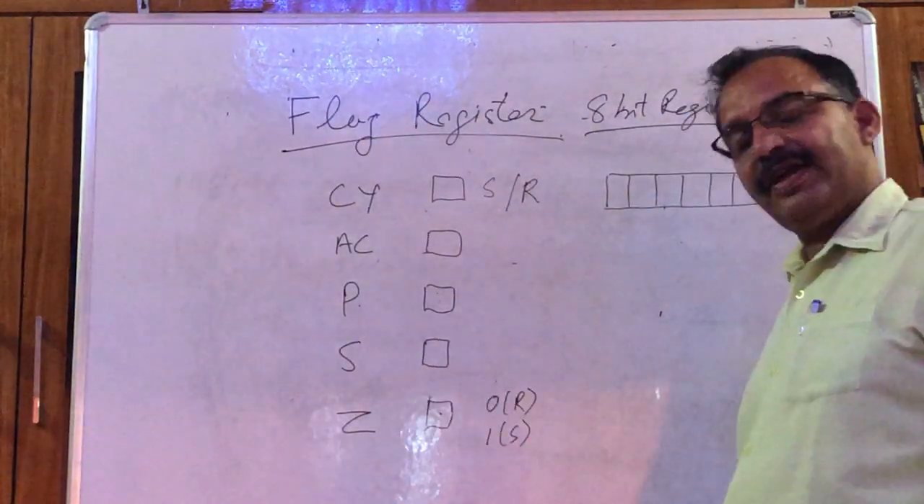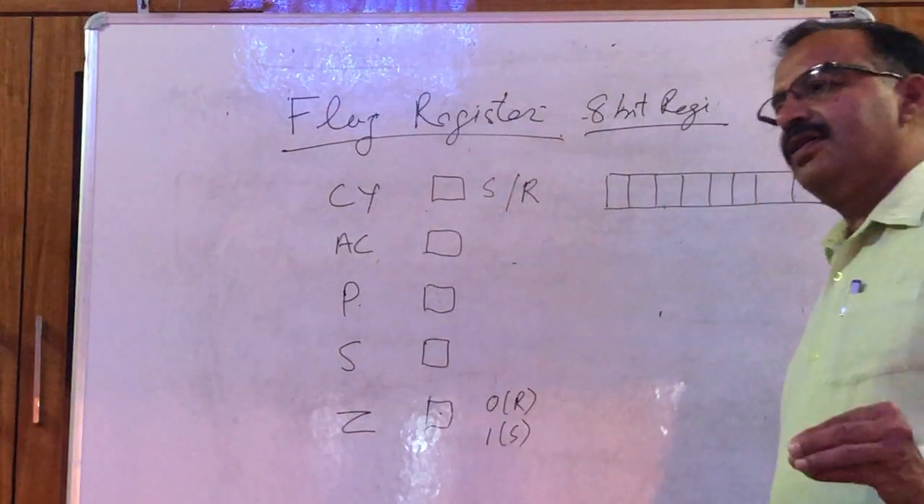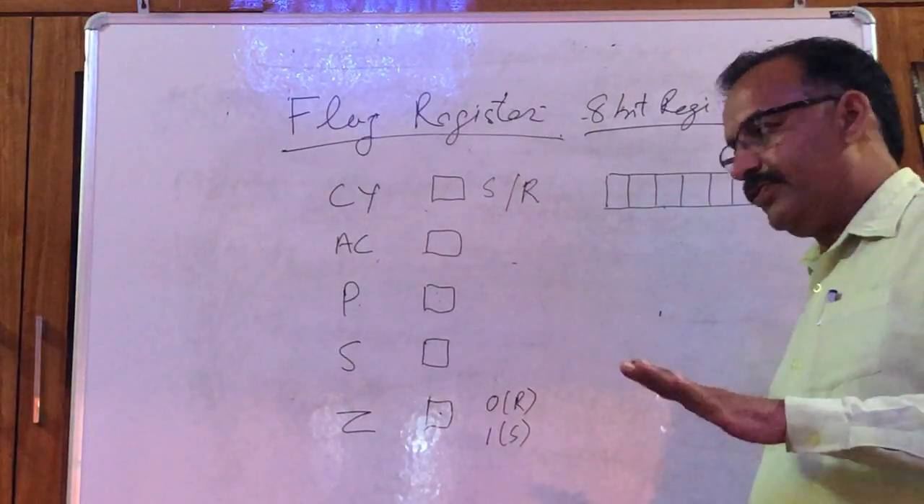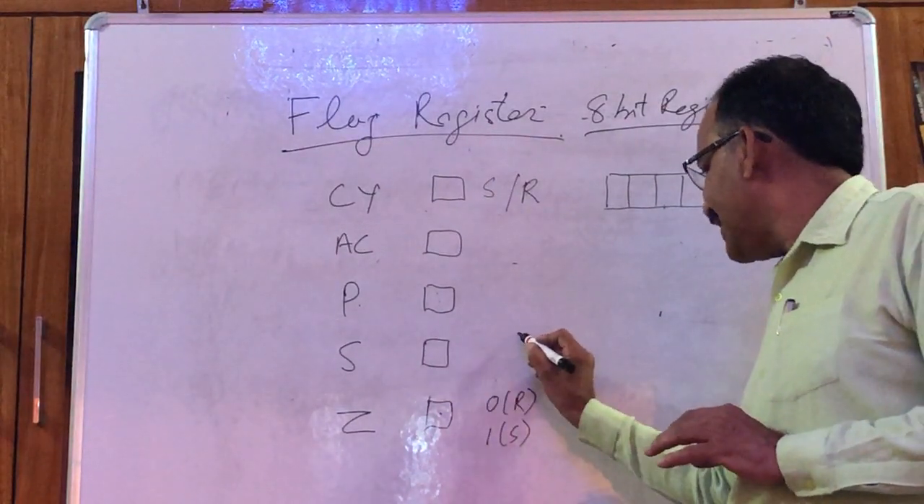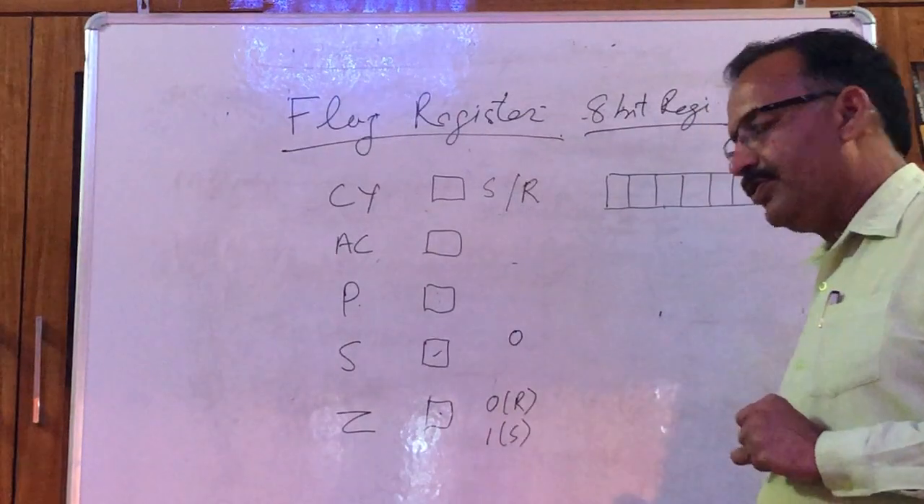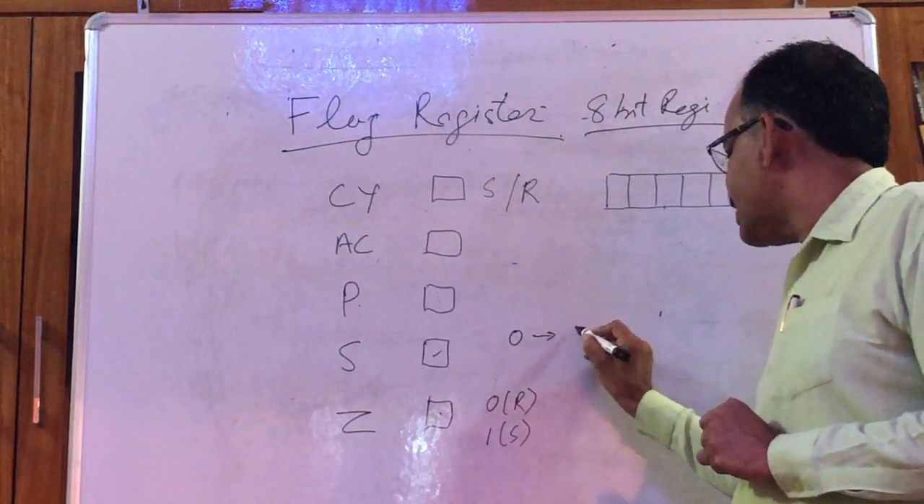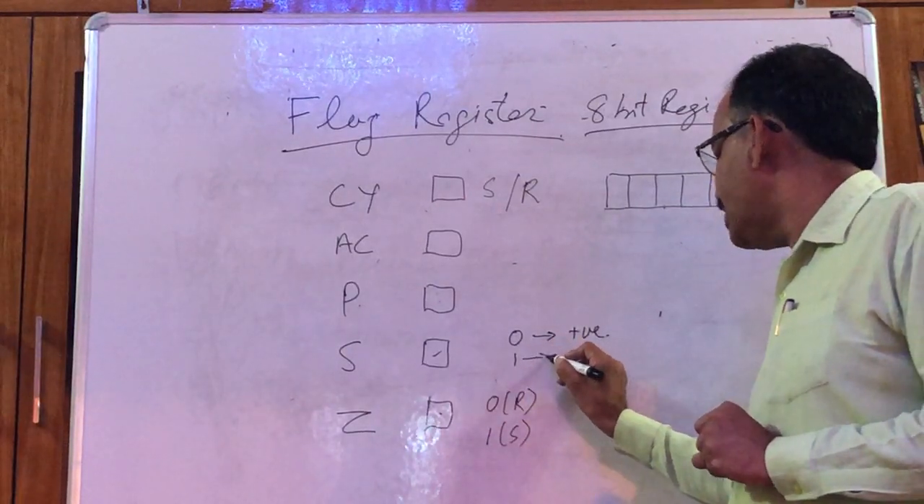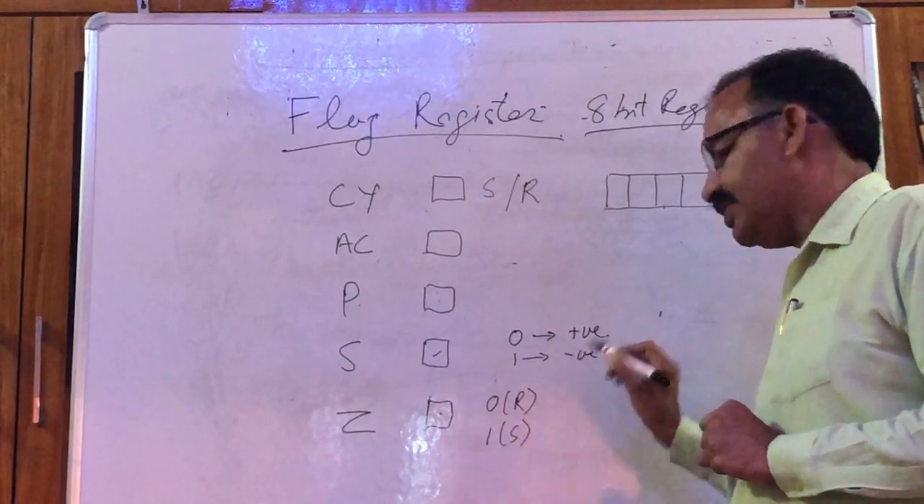Sign flag. It represents whether the current result is positive or negative. If this flag bit S, this particular flip-flop, is reset, that means zero, it means the current result is positive. If it is set, that means one, the result is negative.